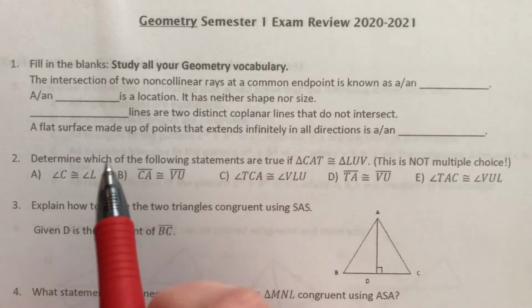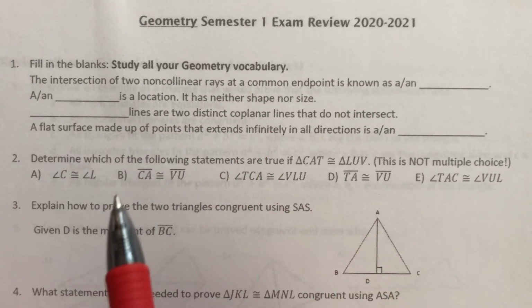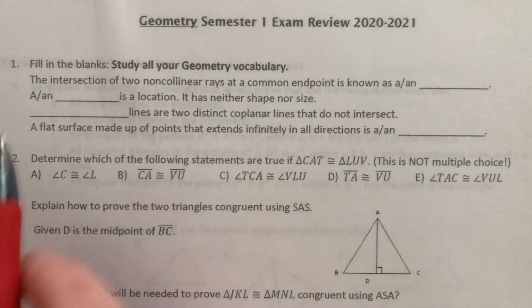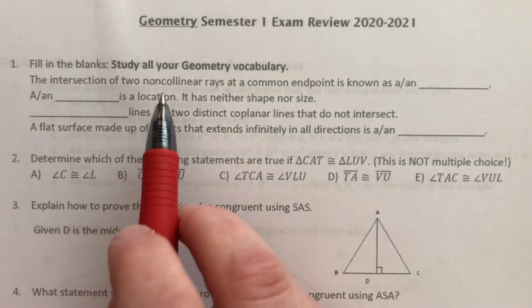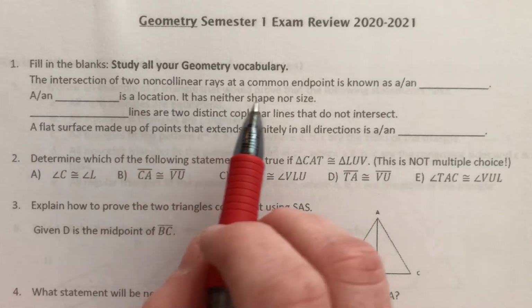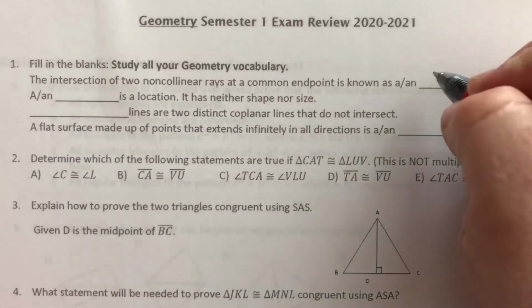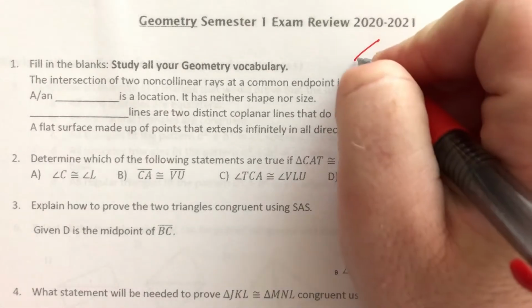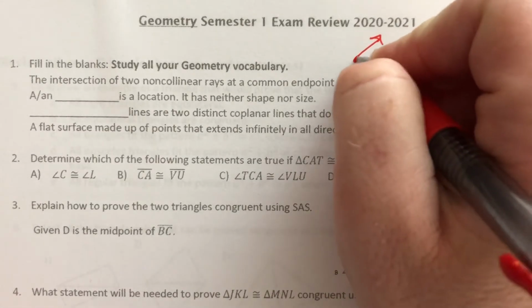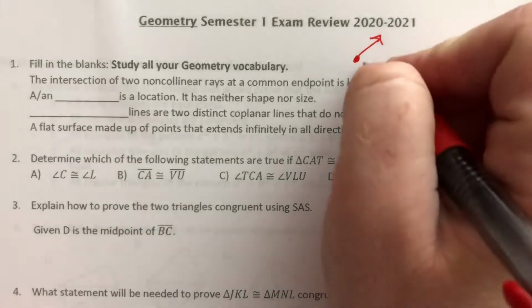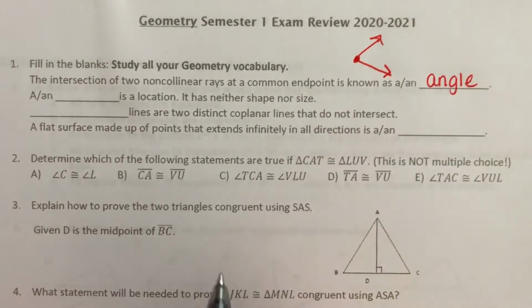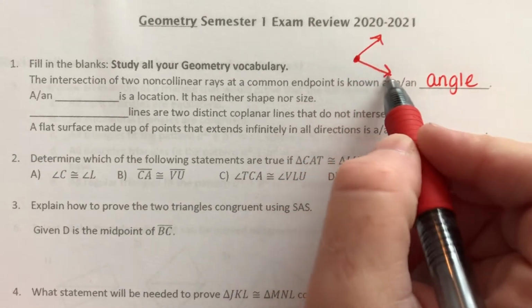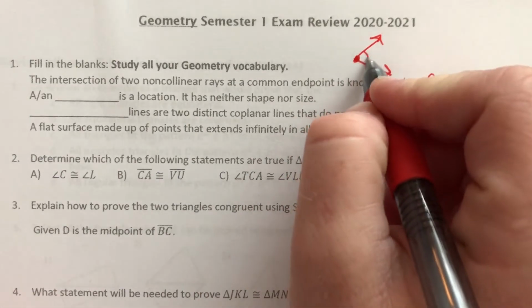Study all your geometry vocabulary. So you can go back and starting in chapter 1, you can go back and look through if you're not sure what some of these are. The intersection of two non-collinear rays at a common endpoint is known as an angle. Right? We have two rays. Here's a ray, has one endpoint, one that extends forever. Here's another ray. They're not in a straight line, they're non-collinear. So when they meet up, they form an angle.